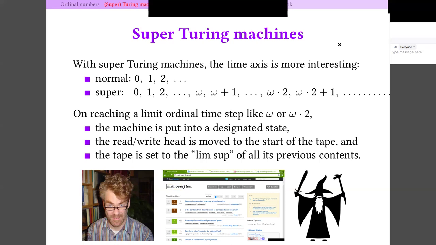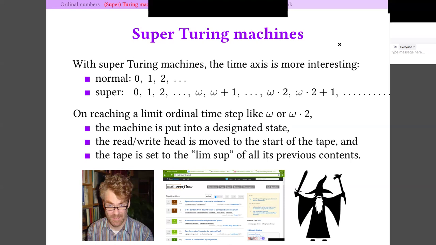We need a couple of agreements in order to arrive at a coherent notion. For instance, picture the following situation. You have a super Turing machine, and it proceeds as follows. It moves the head one to the right, and then one to the left, then one to the right, then one to the left, right, left, right, left, forever. Where will the head be on day omega? That's hard to tell. There's some argument that it should be there. There's also some argument that it should be there. We need some kind of agreement in order to arrive at a well-defined notion. And the agreement here is that the head is moved to the start of the tape.